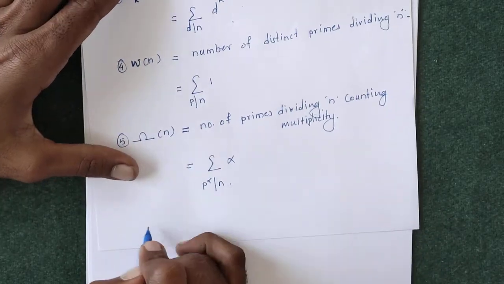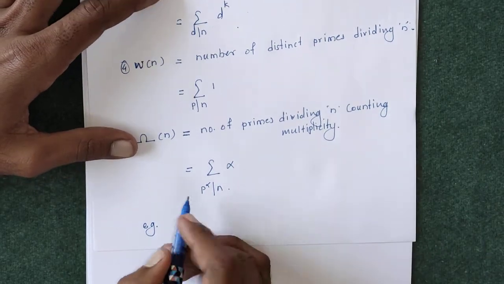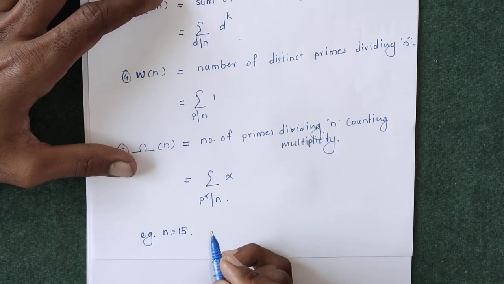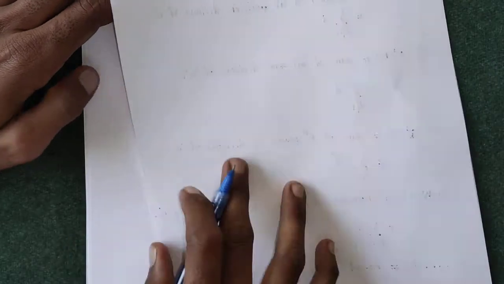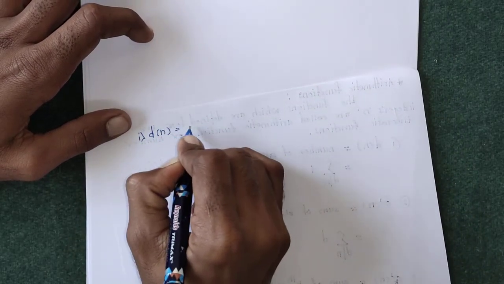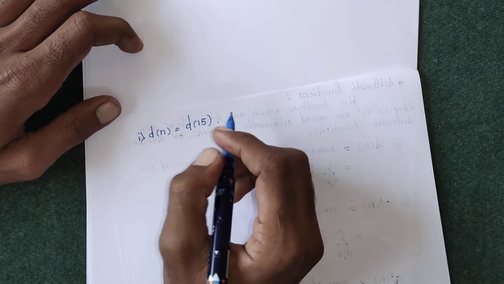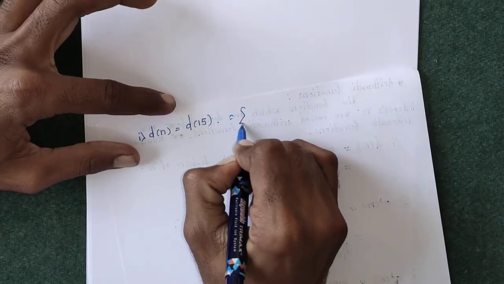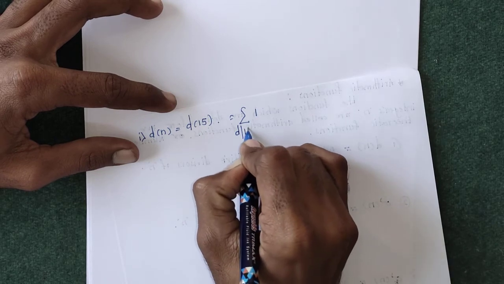For example, we have seen n equals 10. Now we will take n equals 15, and we have to find d of n. So first of all, d of n, that is d of 15. d of n stands for the number of all positive divisors of n, that is the summation of 1, how many times? Such that d divides 15.